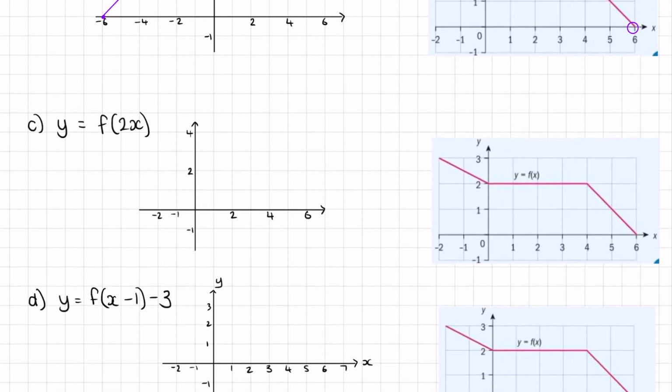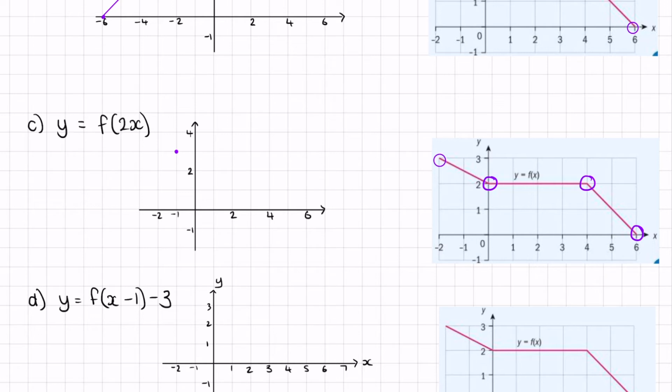C, we've got the function f of 2x. The 2x means it is a horizontal dilation. Because it is a 2x, remember what I said before, that means everything's happening twice as fast. And a little hint here, remember the y values stay the same, it's the x values that change. Let's look at our 4 points again. Negative 2, 3. It's still going to be at 3, since the y value stays the same, but it's happening twice as fast, and now it will happen at negative 1.